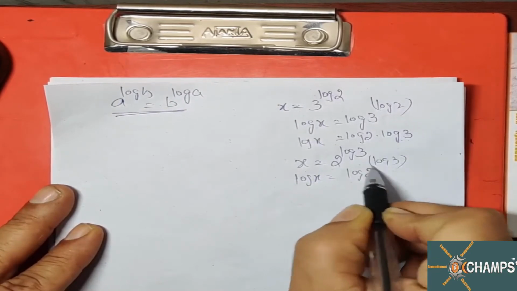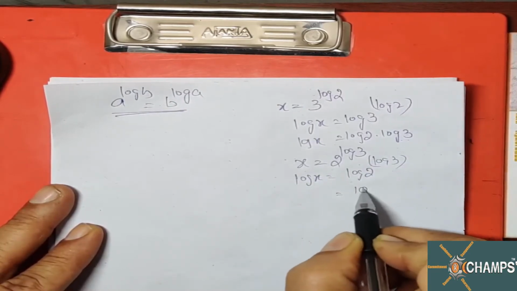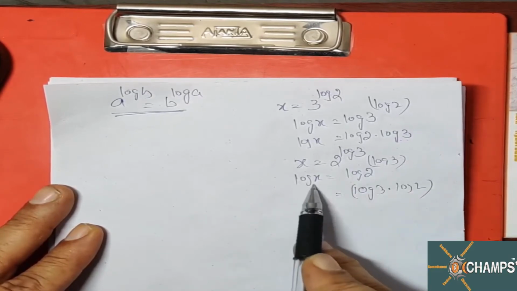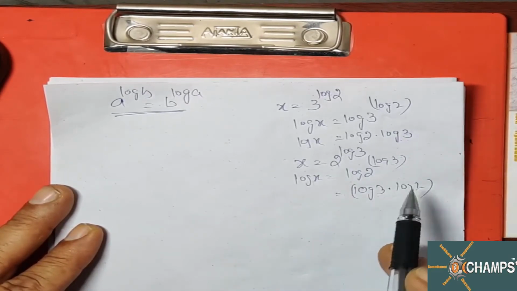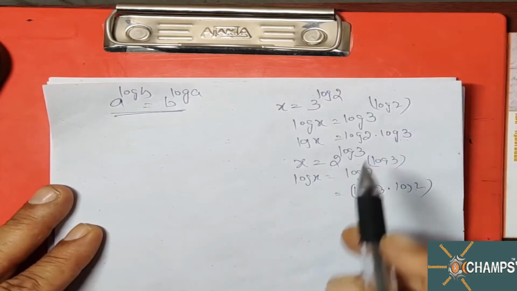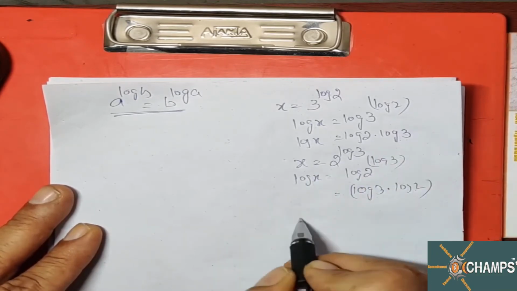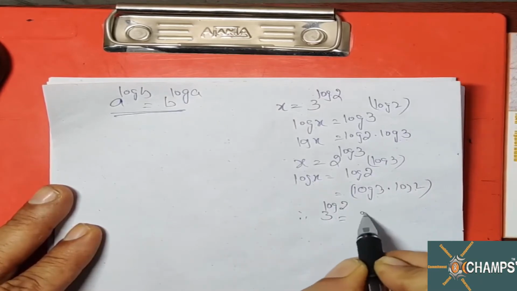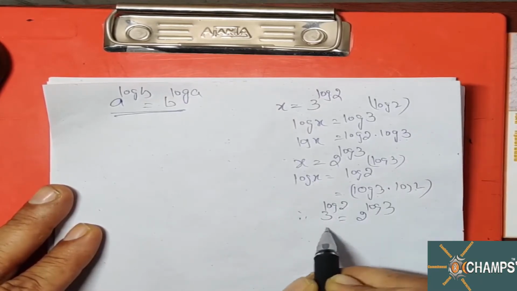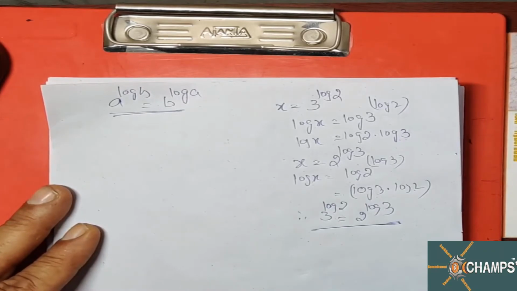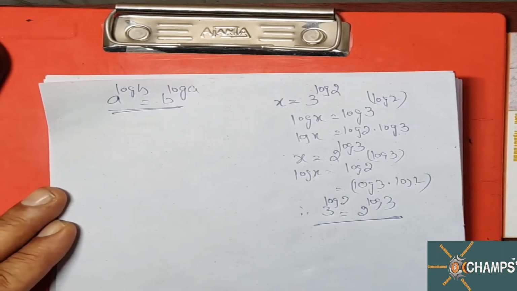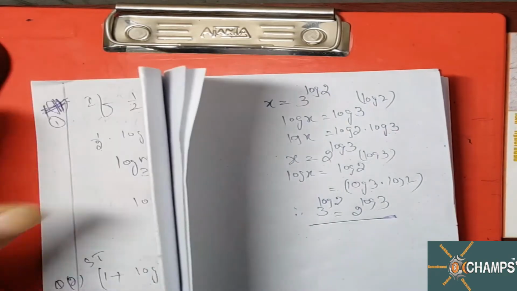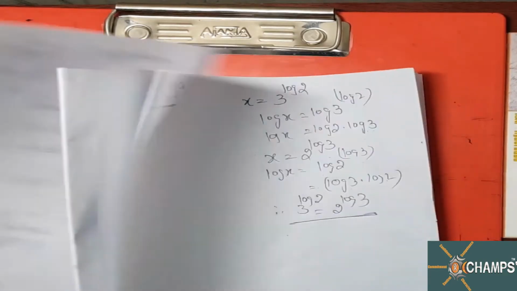Again taking logs on both the sides, log x is equal to log 2 to the power log 3. This can be written as log 3 into log 2. Log x is equal to log 3 into log 2, which is log 2 into log 3. These two are same. Therefore, you can write 3 power log 2 is equal to 2 power log 3.